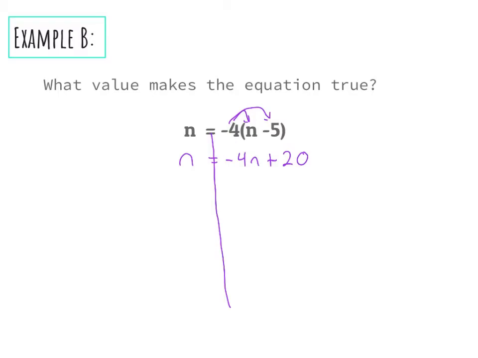So now I've got variables on both sides. I'm going to get rid of the negative 4n because I need to get the constant on one side and the coefficient on the other. So I'm going to add 4n to both sides.